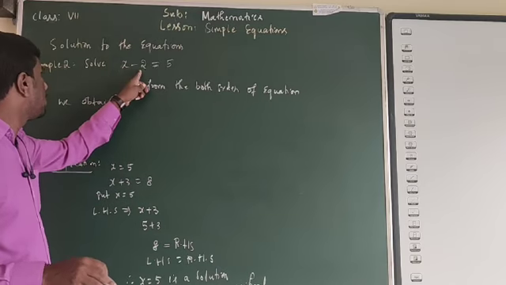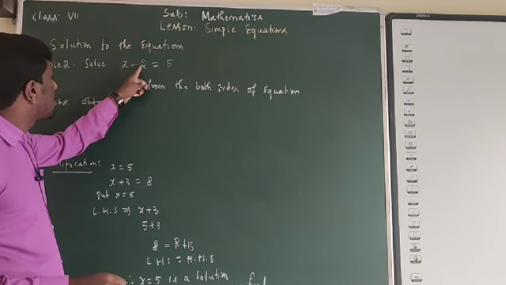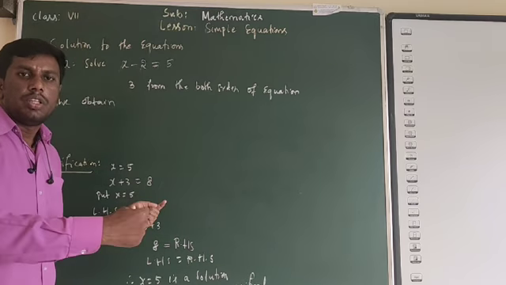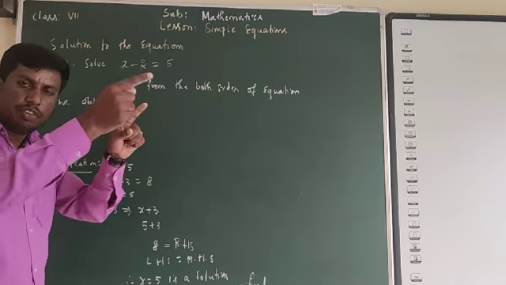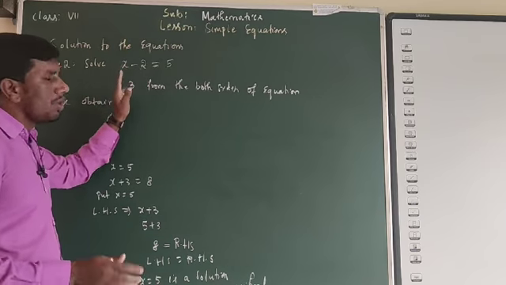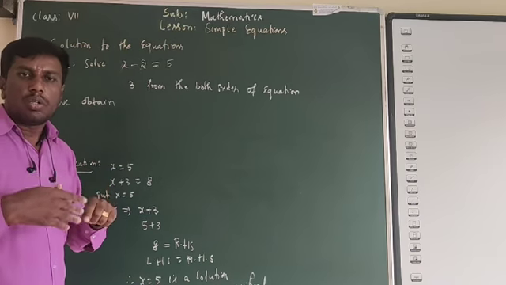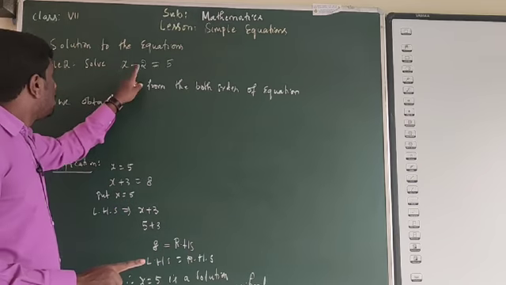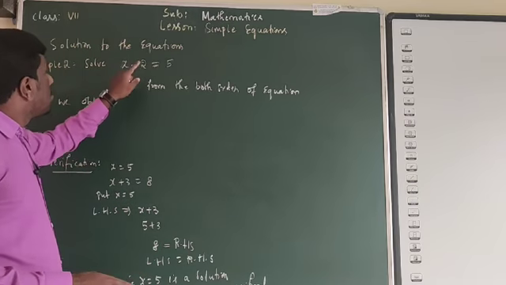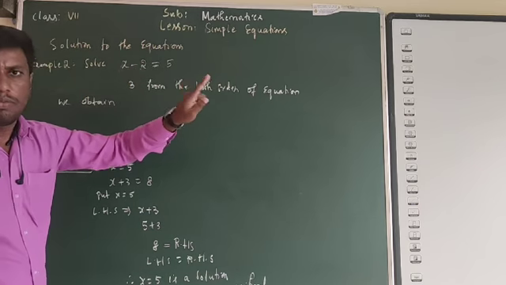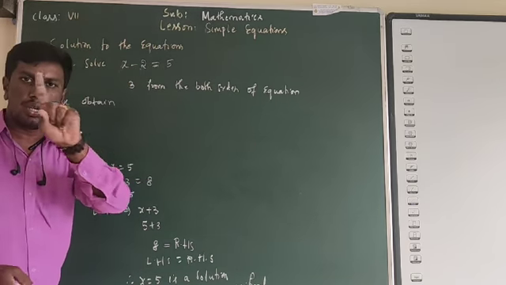Since it is minus 2, 2 is subtracted. If I add 2, the same value subtracted and added will go to 0, right? So this minus 2 is going to be removed. To find the x value, I need to add 2 to this equation. If I add 2 to the equation, I need to add it to both sides, both LHS and RHS. That is the rule, right?